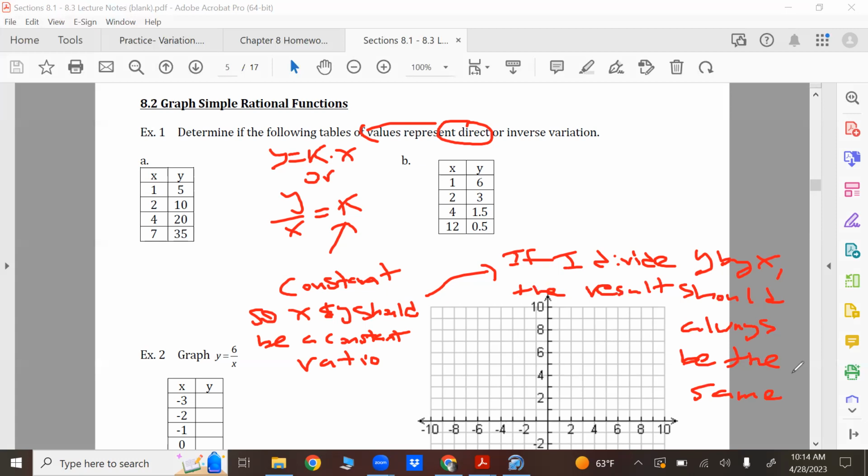So let's look at these two tables here now. If I did y divided by x for A, what happens for the first row? If I do y divided by x, what do I get? 5. 10 divided by 2, 5. 20 divided by 4, 5. 35 divided by 7, 5. Come over here. 6 divided by 1, 6. But then 3 divided by 2? No. And no, so forget. So definitely the direct variation is going to be A.